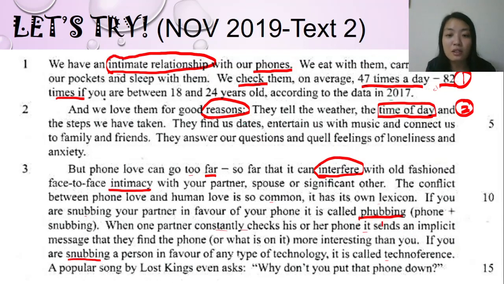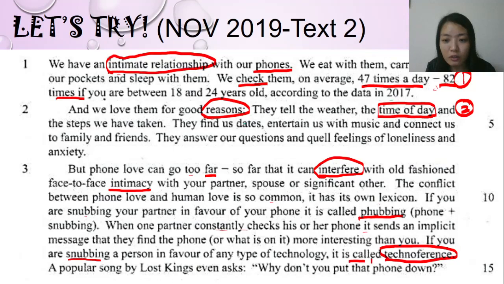The question says it is a kind of technoference. So you need to find out where the word technoference is. It says that when one partner constantly checks his or her phone, it sends an implicit message that they find the phone more interesting than you. Again, this part gives you the clue of what fubbing means: looking at the phone and telling you that the phone is more interesting than you. And then it says if you're snubbing a person in favor of that, it's called technoference. So actually technoference is another word.